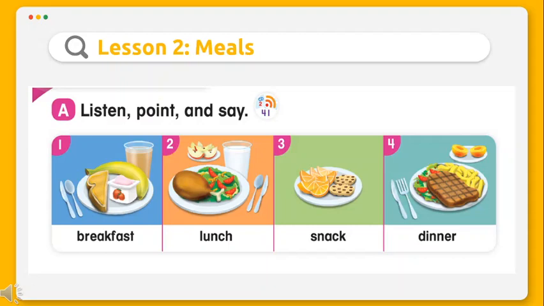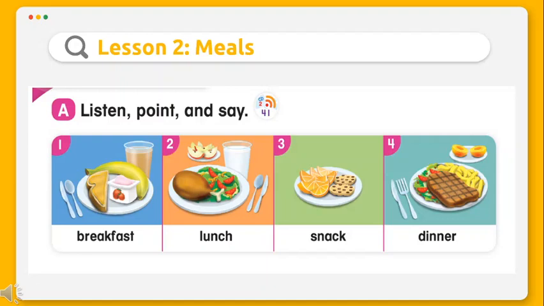Meals. A. Listen, point, and say. 1, Breakfast. 2, Lunch. 3, Snack. 4, Dinner.